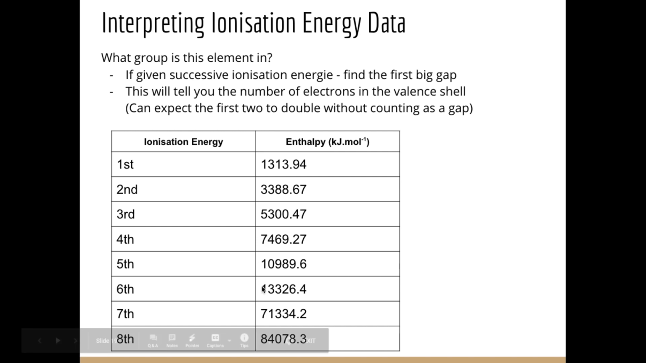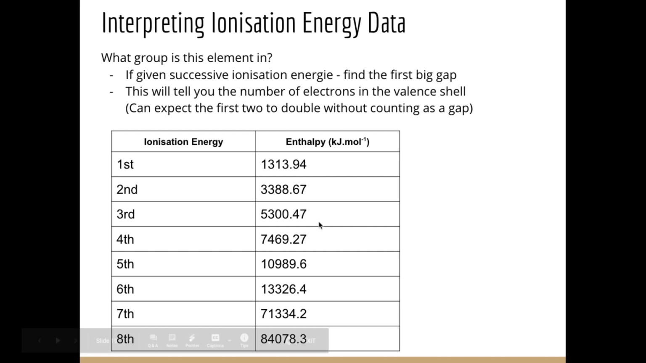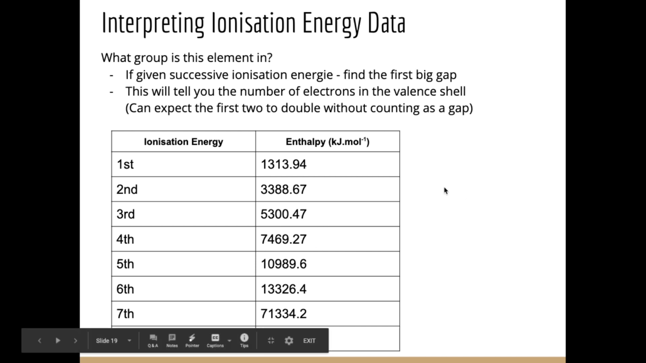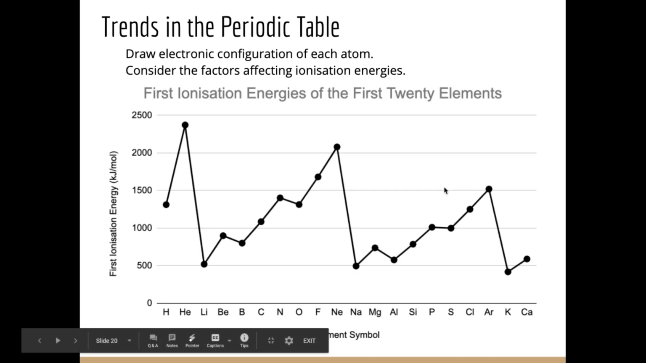Then we got about 11,000, 13,000, 71,000. So this is our gap. So this tells us that we have 6 electrons in our valence shell. And then after 6 electrons have been removed, we have our first big jump into the next shell. So if we remove 6 electrons in the valence shell, that's telling us this is going to be in group 6. So by determining the first big gap, you can determine what group the element is in.